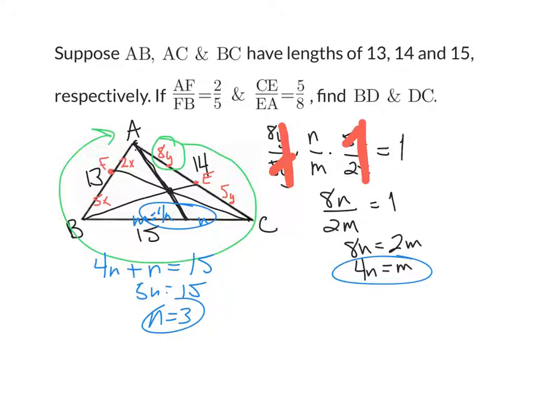The question asks us to find BD and DC. So, BD. That must mean that this point here is our D. BD is 4 times n, which was 3. So BD is 12. And DC, that is n, which is 3. And there are our two answers.